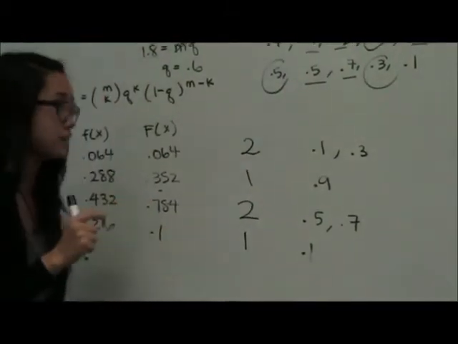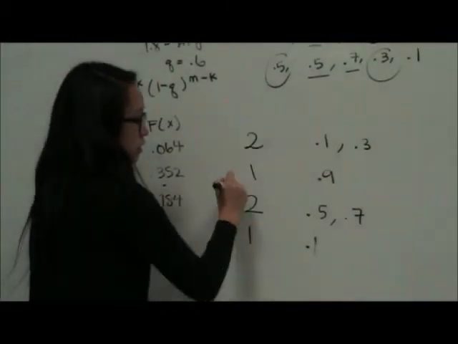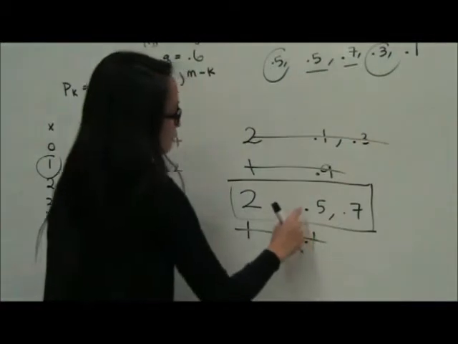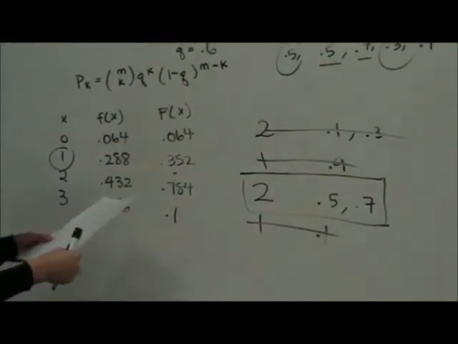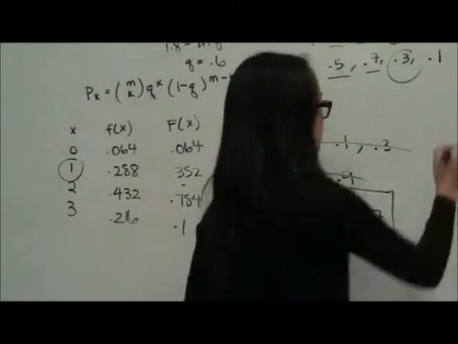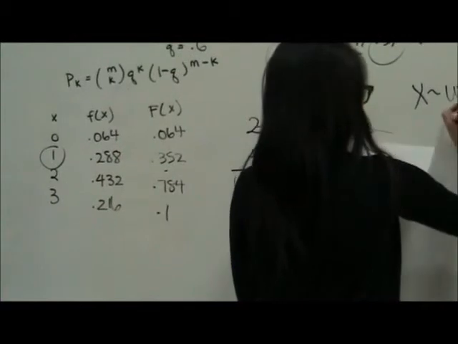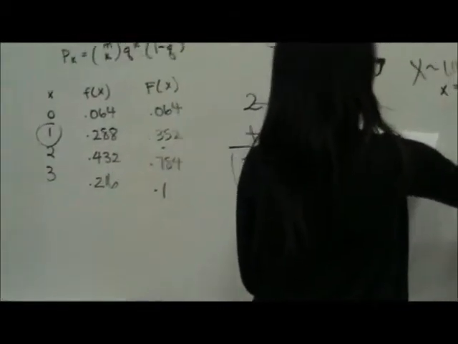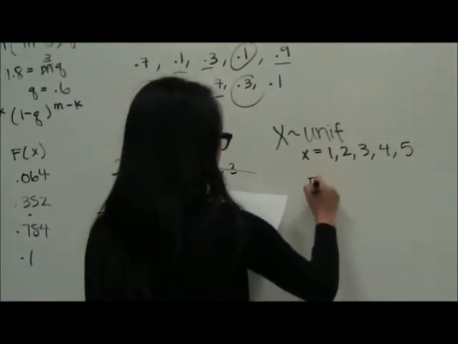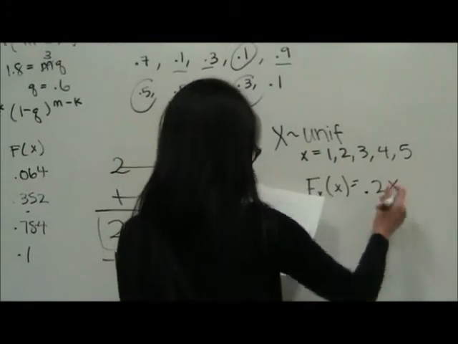Now the question asks, what is the amount of claims in the third year? So you're only concerned with this, so we don't really care about any of this. And so we have 0.5 and 0.7. We're given that it is a uniform distribution for the severity, and the only values you can have are 1, 2, 3, 4, and 5. So that means that big F of x is equal to 0.2x.